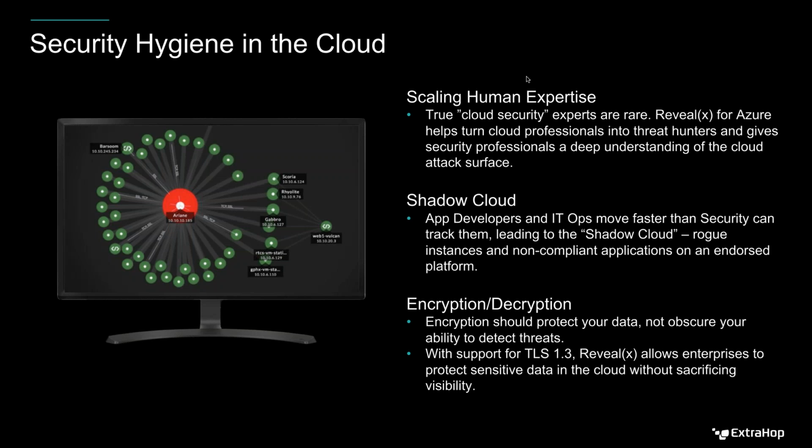And this really scales the human expertise. Cloud security experts are few and far between. That can be hard to recruit and quite expensive. This gives us a lot more detail, a lot more information to understand what's happening in the cloud. It gives us visibility into shadow cloud, devices that people have spun up, either unwittingly or have just forgotten to spin down. And it also gives us visibility into encrypted traffic.